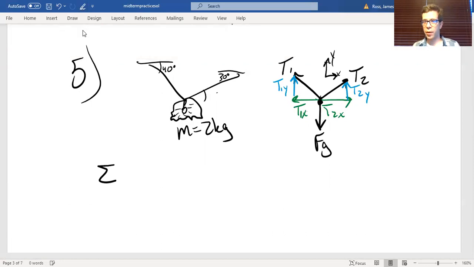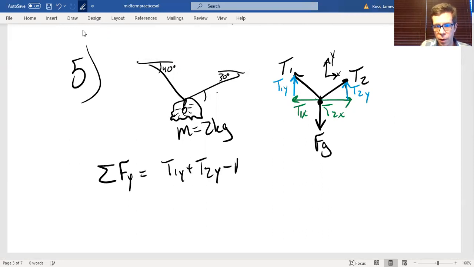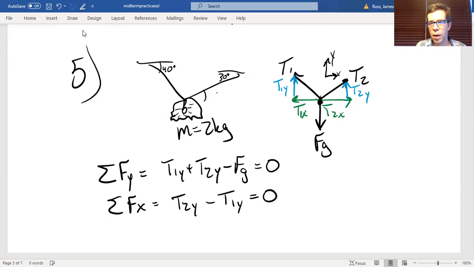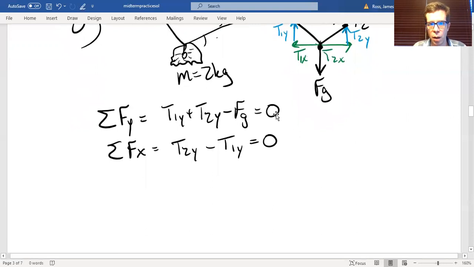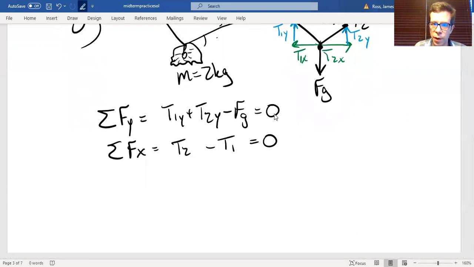Right, I really shouldn't draw my components before the coordinate system because the components have to be parallel to your axes. If we sum forces in the Y direction, we're going to get T1Y plus T2Y minus the gravity equals 0. Sum of forces in the X is going to be T2X minus T1X equals 0. Because the light fixture isn't moving, right? It's at rest, so our acceleration is 0. All right, oops, I wrote Y's here instead of X's. Sorry, these are X's.